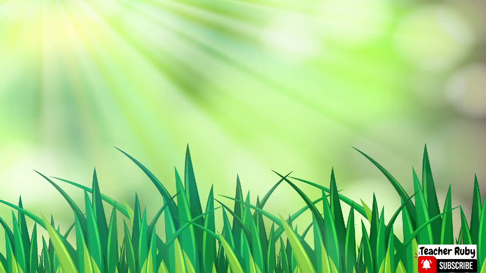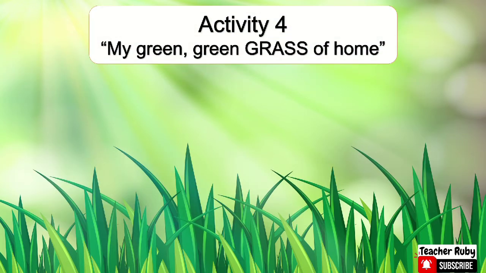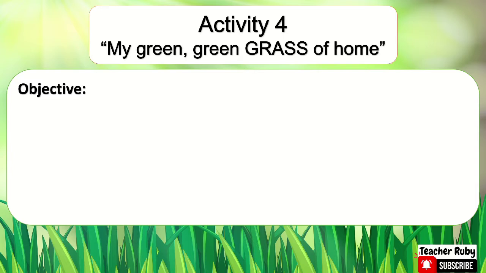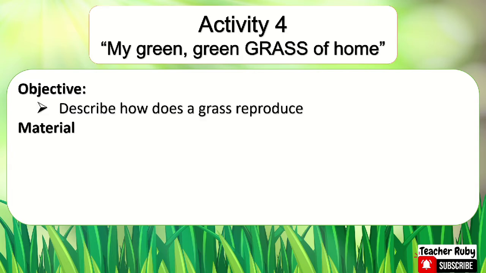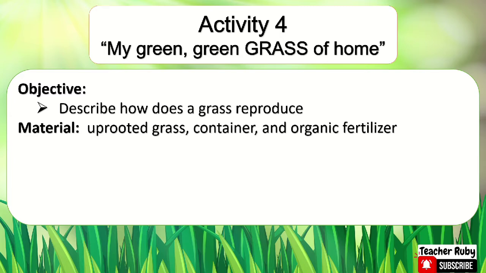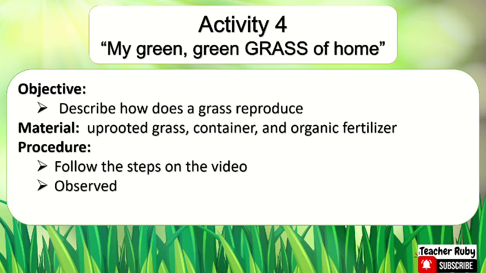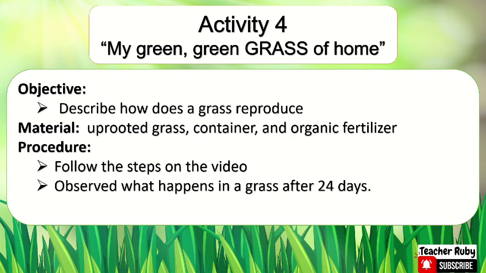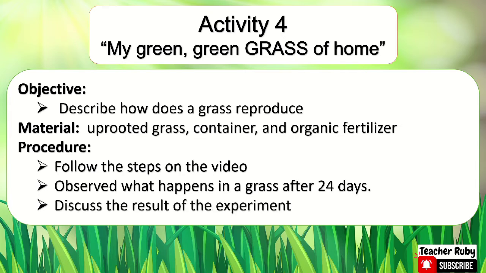For the next activity, entitled My Green Green Grass of Home, describe how a grass reproduces. Materials: uprooted grass, container, and organic fertilizer. Procedures: just follow the steps on the video and observe what happens in grass after 24 days. And lastly, discuss the result of the experiment.